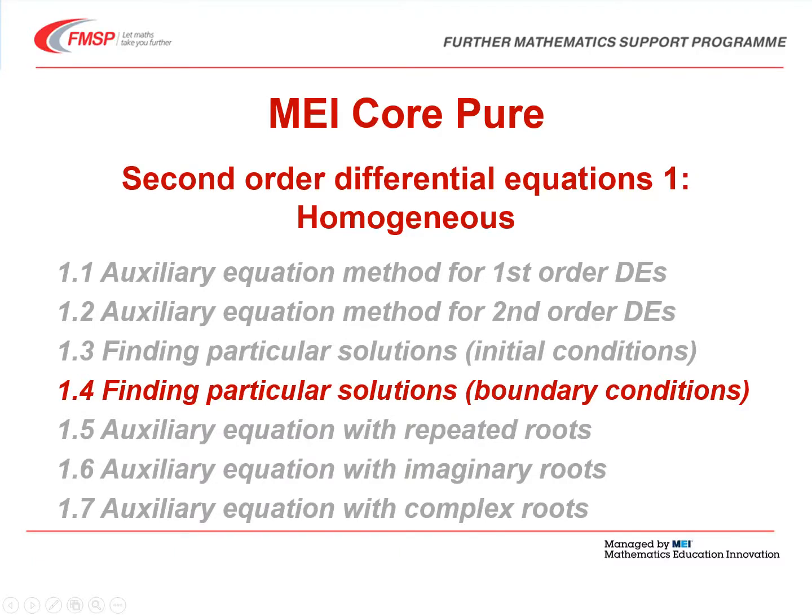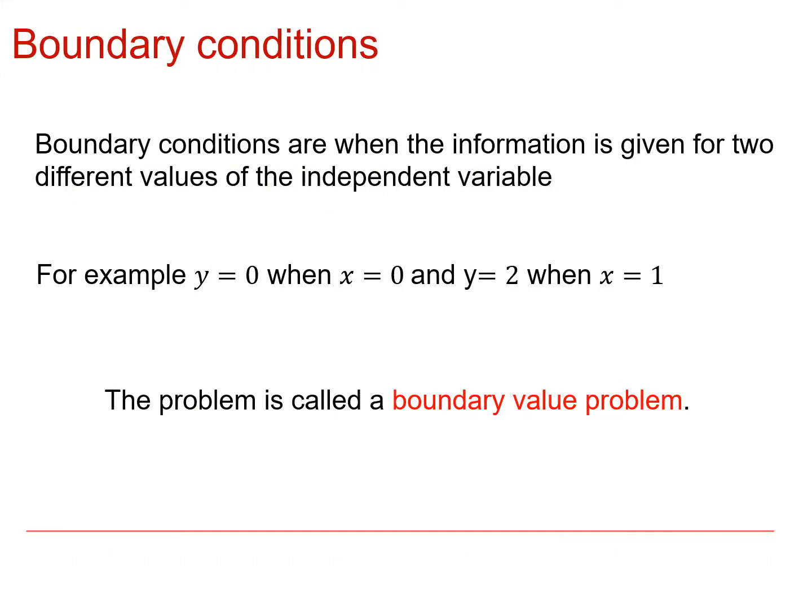This is a video for MEI Core Pure Mathematics, second order differential equations 1, homogeneous equations, 1.4, finding particular solutions given boundary conditions. Boundary conditions are when the information is given for two different values of the independent variable. For example, we may have y equals 0 when x equals 0 and y equals 2 when x equals 1. So we've got two different values of y for two different values of x. This problem is called a boundary value problem.